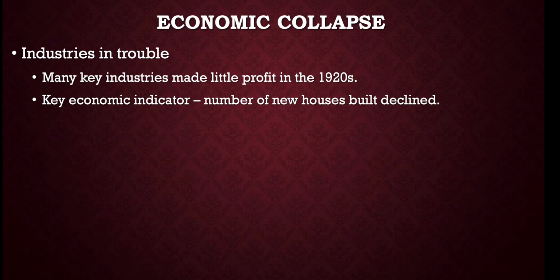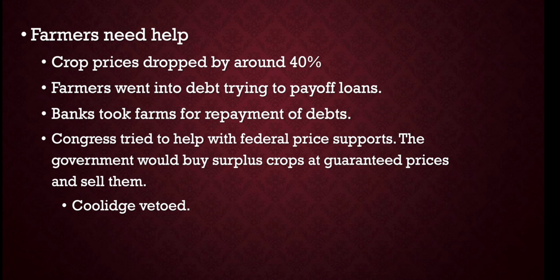Also, farmers were struggling a lot. Crop prices were beginning to drop by around 40%. The main reason why crop prices were dropping was because of overproduction. Farmers were in a lose-lose situation. In order to remain profitable, they had to buy new farm equipment. This new capital costs a lot of money, so they would have to take out loans to buy these new tractors and new harvesting equipment that could make them more successful and more productive.